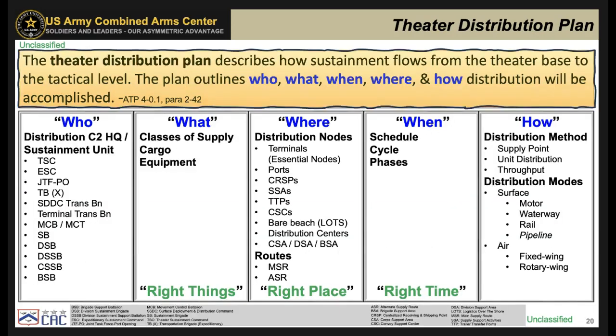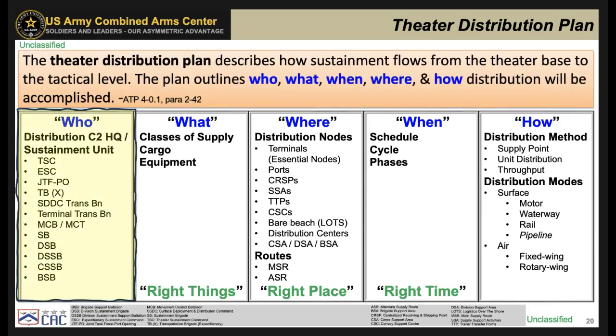The Theater Distribution Plan, as outlined in ATP 4-0.1, is a blueprint for how sustainment flows from the theater base to the tactical edge. This plan details who is involved, what is distributed, when and where it happens, and how it is executed.